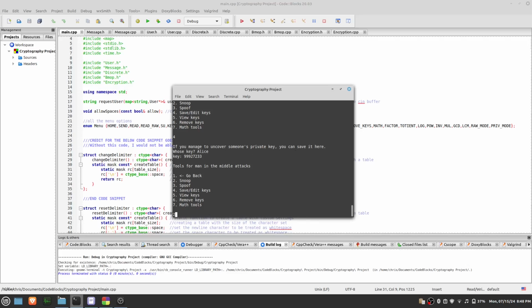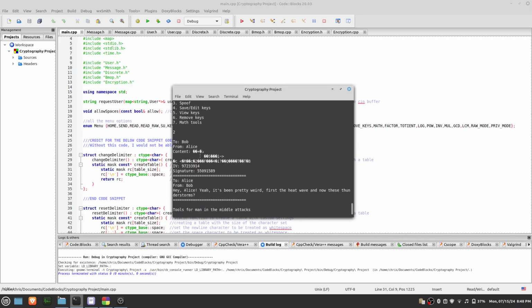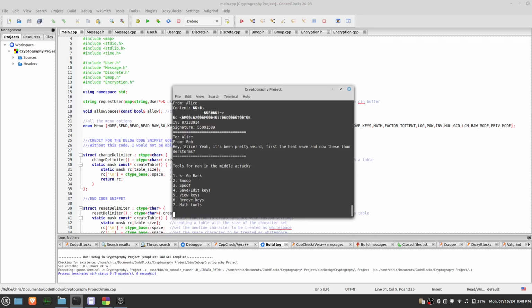And let's see if that's right. We snoop. We can't see the message Alice sent to Bob because that's encrypted with Bob's key, but we can see the message that Bob sent to Alice.